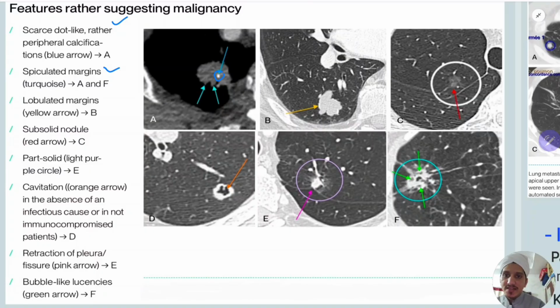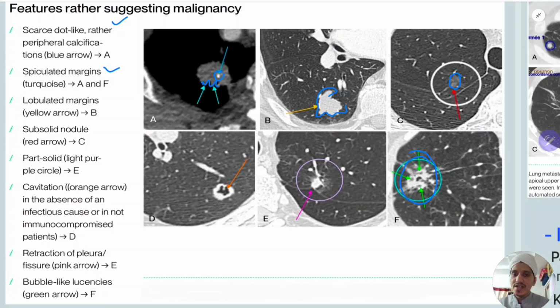You can see it, yes, here you can see spiculations in A and F. Yes, here also you can see the margins are spiculated. Lobulated margins, here it is lobulated, okay, in B. Subsolid nodule, C. Subsolid means the whole nodule is subsolid. Not like the benign nodule, where the center part of the nodule is subsolid and the periphery is calcified. Here it is opposite. It is central calcification, or the whole nodule is subsolid.